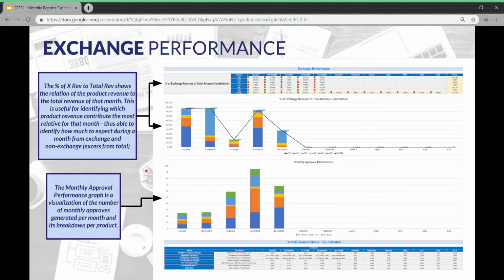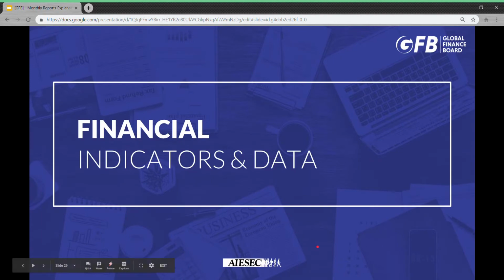Now, percentage of exchange revenue to total revenue shows the relationship of product revenue to total revenue. So it's basically more on how much your exchanges contribute to the total revenue. The one at the bottom is the monthly approval performance graph, a visualization of the number of approves basically. And the one here at the bottom as well is the overall financial status.